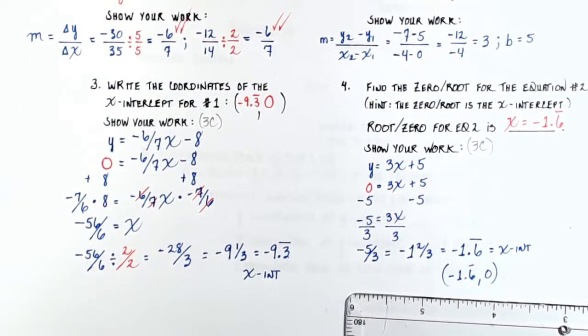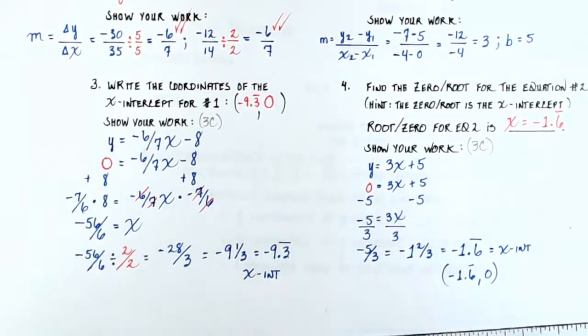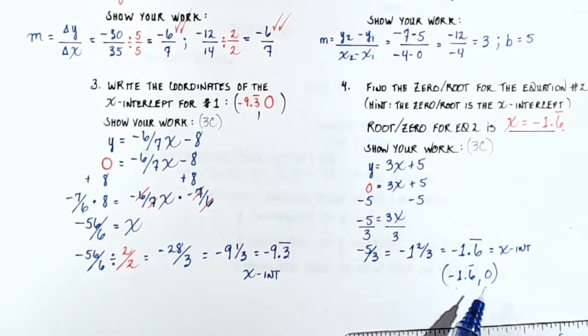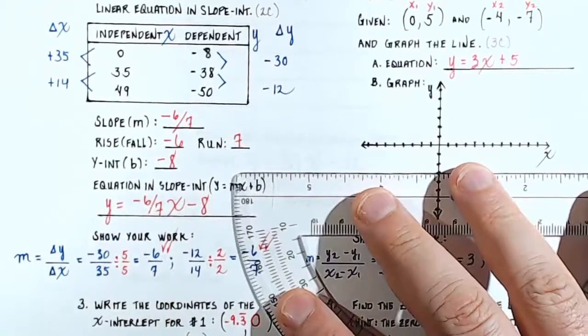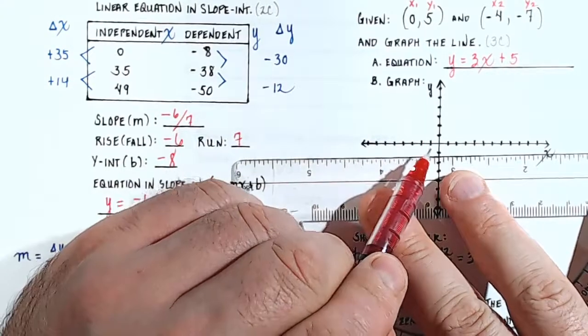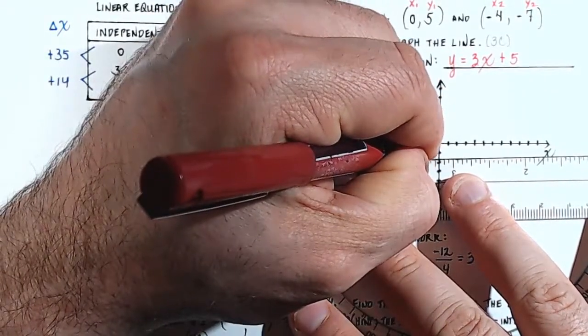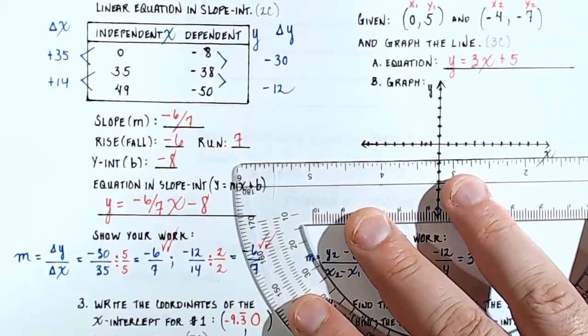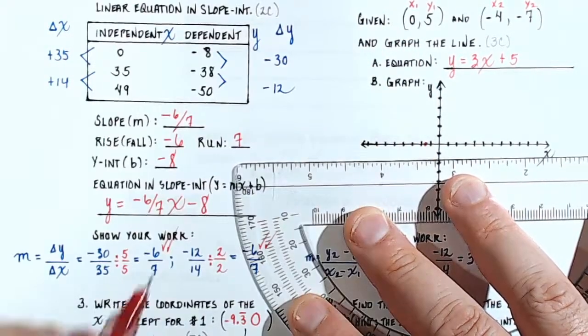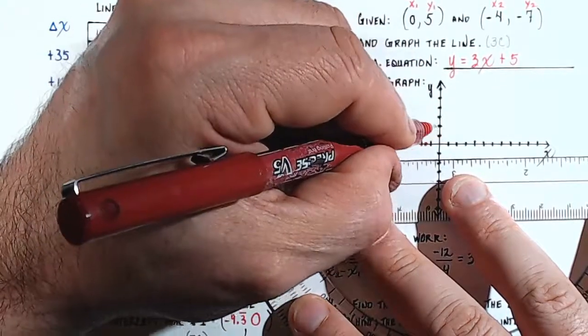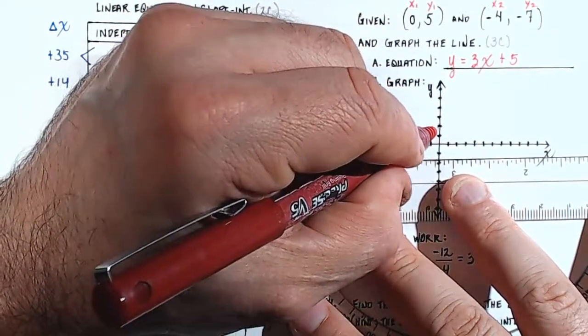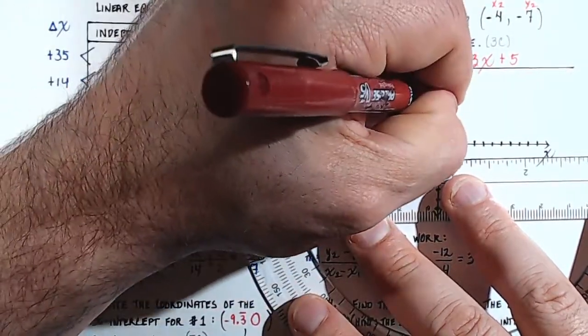It doesn't matter. Okay, so now I'm going to plot this point as well. This is the x-intercept. I'll plot negative 1.6 repeating comma 0. Let's go over here and plot some points. So negative 1.6 on the x-axis, that's going to be somewhere in here. It's kind of hard to plot it accurately. So that's one point. The other point is (0, 5). That's the y-intercept. 1, 2, 3, 4, 5. So we plot this point here.